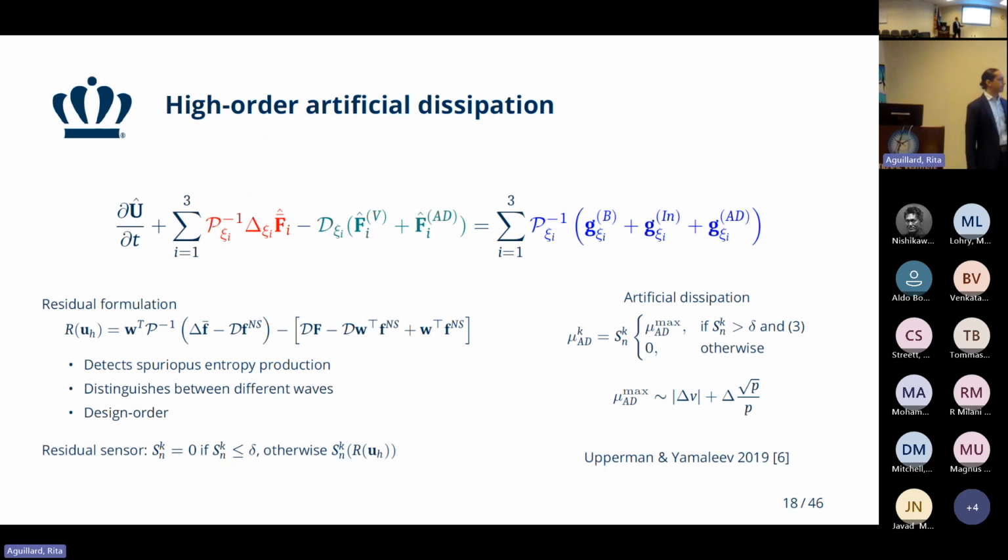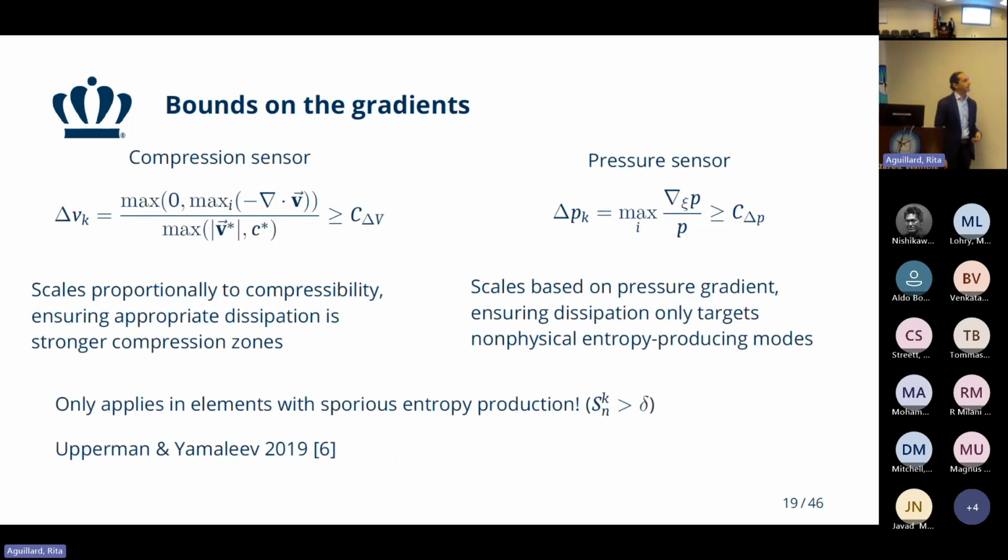There's also this new AD max, which is also based on two sensors, a compression sensor and a pressure sensor. The compression sensor, as it says, is proportional to compressibility, and it just ensures appropriate dissipation in stronger compression zones. And the pressure sensor targets mainly these non-physical entropy producing regions. And these two are only going to apply when you have spurious entropy production and not otherwise.